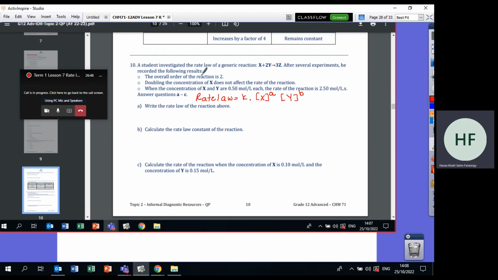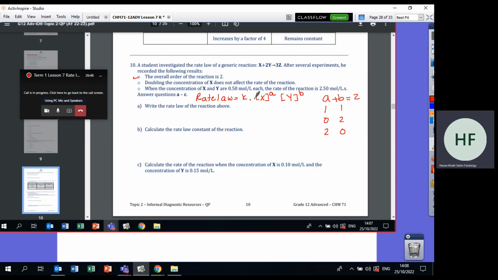Now, the question says the overall order of the reaction is 2. What does it mean? It means when I add A plus B, I get 2. Now let's discuss the options. If A plus B equals 2, this means either A is 1 and B is 1, or A is 0 and B is 2, or A is 2 and B is 0. So these are the options. Notice that the orders cannot be decimals. I cannot say 1.5, 0.5. This is not correct.